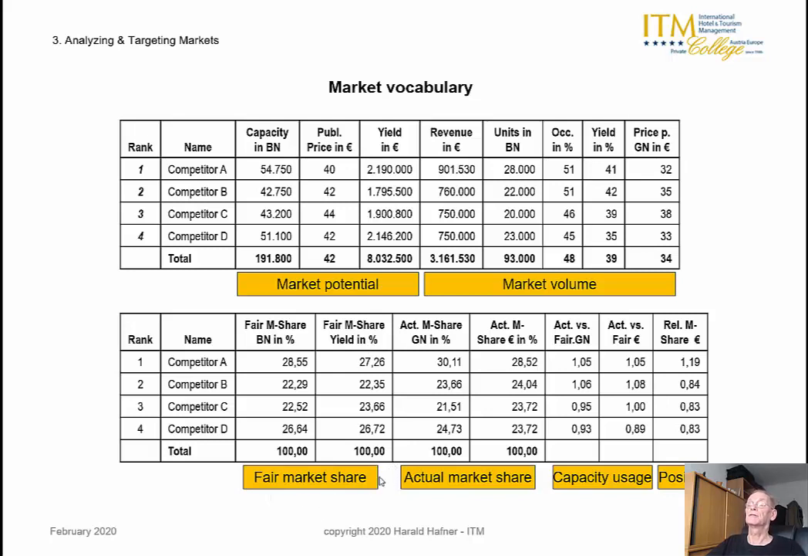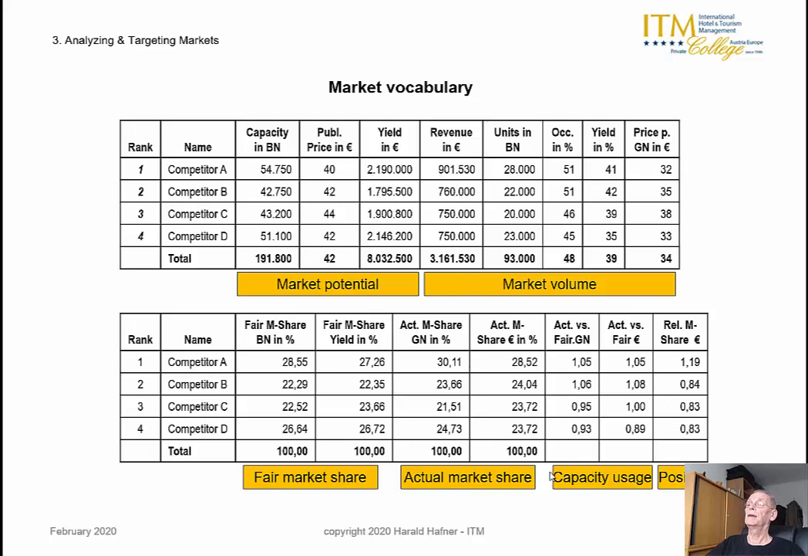The fair market share describes the market share that should actually be obtained by each of the competitors based on their capacity. Now we're going to look at the actual results, and we see that the bed nights, as outlined here, are again turned into percentages, and the revenues outlined here are turned into percentages here, and that gives you the actual market share. The actual market share, as I said before, is based on the market volume.